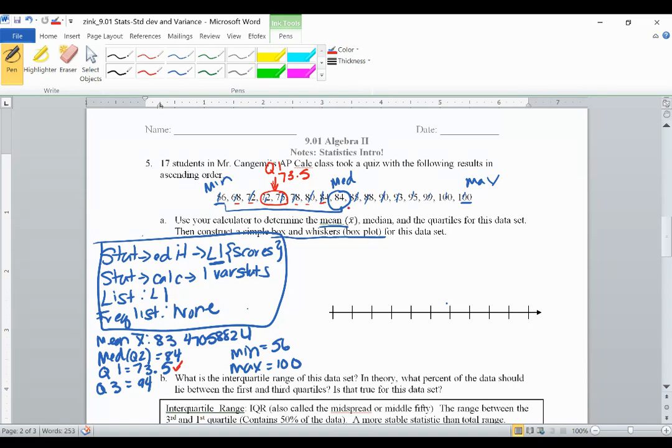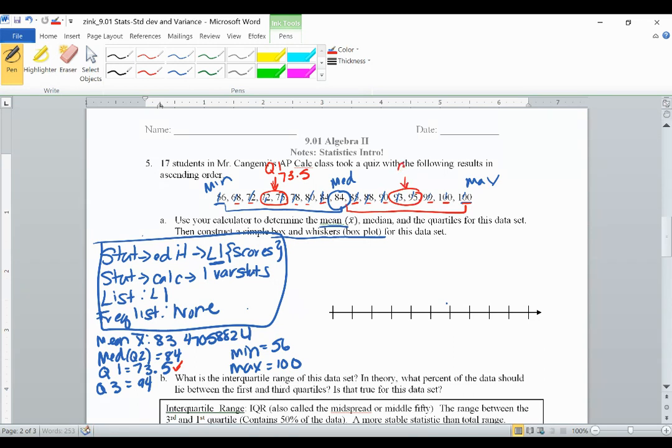And then quartile 3 is the median of the upper half of the data. So again, we're going to cross off until we get to the middle. And the middle, again, is two numbers.